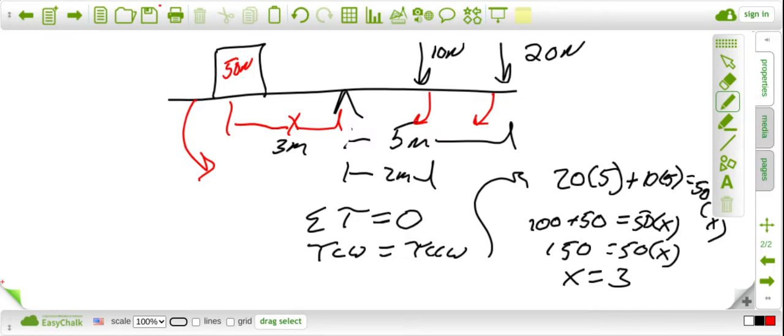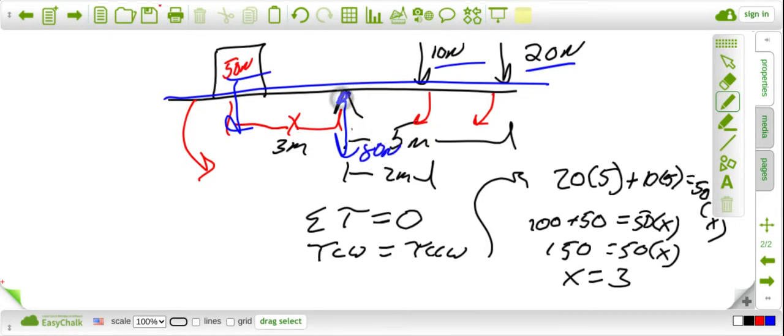Now, while this is happening, there is a downward force of the entire system. And so the downward force of the entire system is 20 plus 10 plus 50, or 80 newtons down, and the board or the pivot point needs to push with 80 newtons up. And so the sum of the forces has to add up to 0, 80 down, 80 up, and the sum of the torques has to add up to 0, which would be 150 clockwise, 150 counterclockwise.